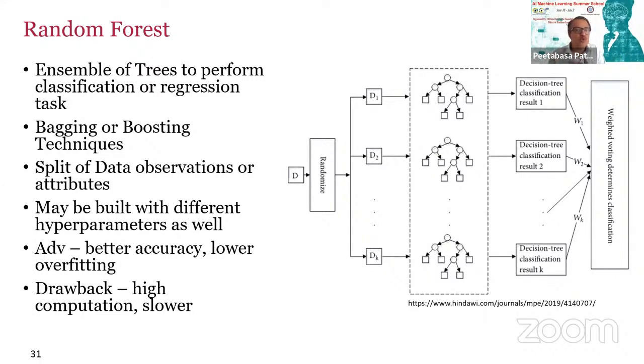Now here are the two ways we can do this. We can split the data set which is available to create multiple trees, in which case all these trees can run in parallel, and that is the mechanism of bagging. Then we will go by a voting mechanism to arrive at a decision.